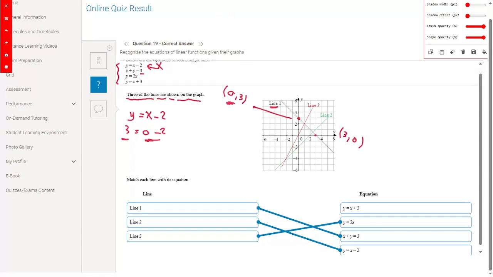Okay, let's take the second one. We have x plus y equals 3. Let's substitute here. x is 0, y is 3, so the sum is equal to 3. Left hand side equals right hand side. This is right. Let's take the other point, which is 3 and 0. So it will be 3 plus 0 equals 3. So this is right also.